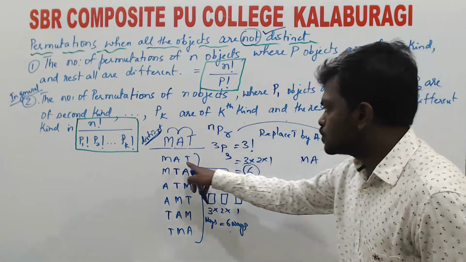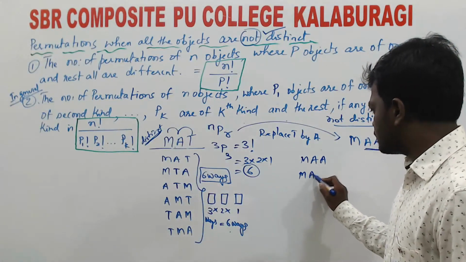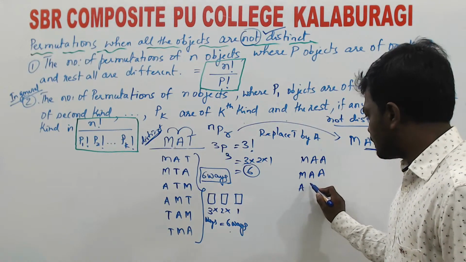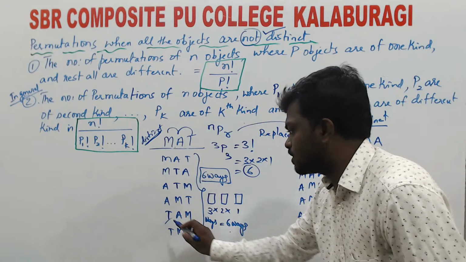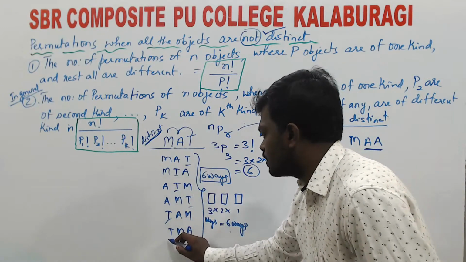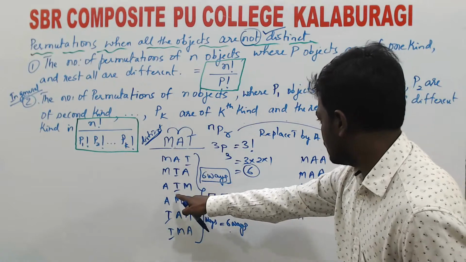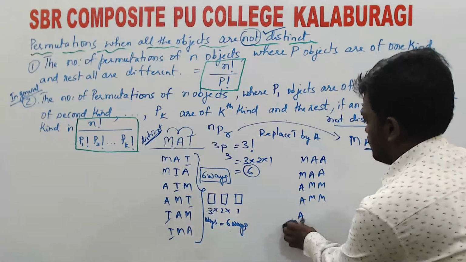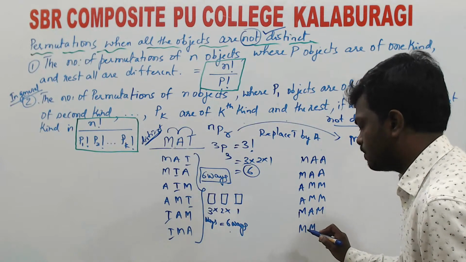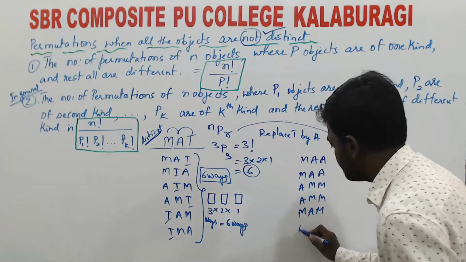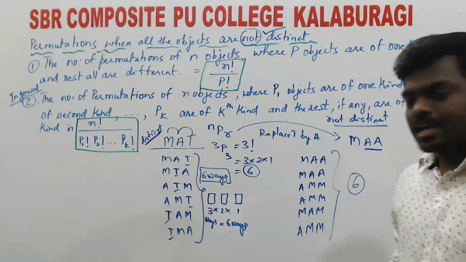So T is replaced by A, which means wherever T is there, I will replace it by A. Sorry, we need to replace T by A. So again we got 6 arrangements.